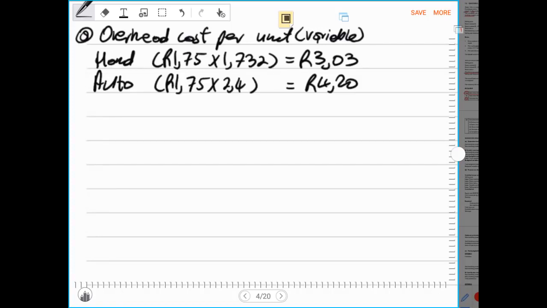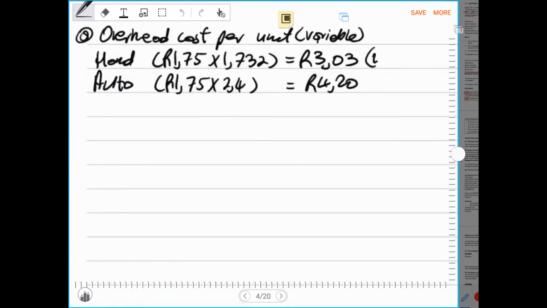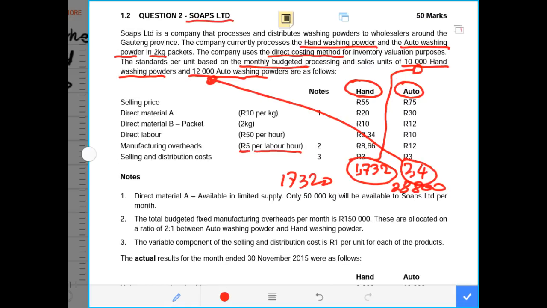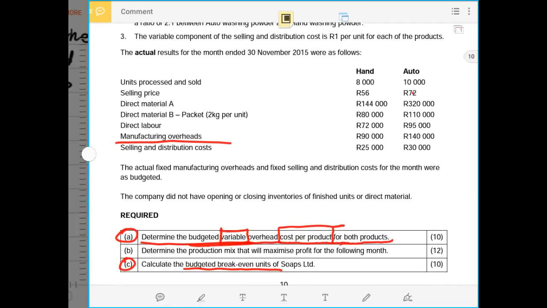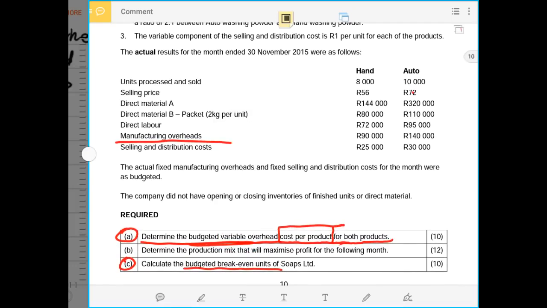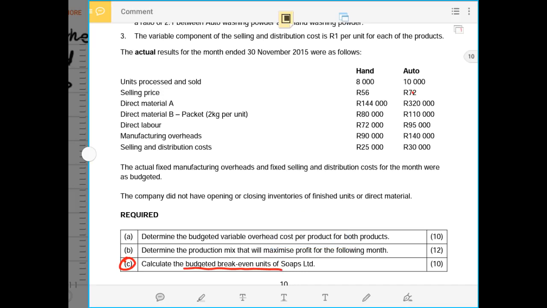So don't forget that you have to make a reference for your workings. This is in reference to working number 3, because my manufacturing overheads are under working number 3. So that will be working 3, so that the examiner knows where the calculations are coming from. So now we have responded correctly in the calculation of the first requirement, where we were required to calculate the variable manufacturing overheads per unit, which was requirement number A. 10 marks is already in the pocket.